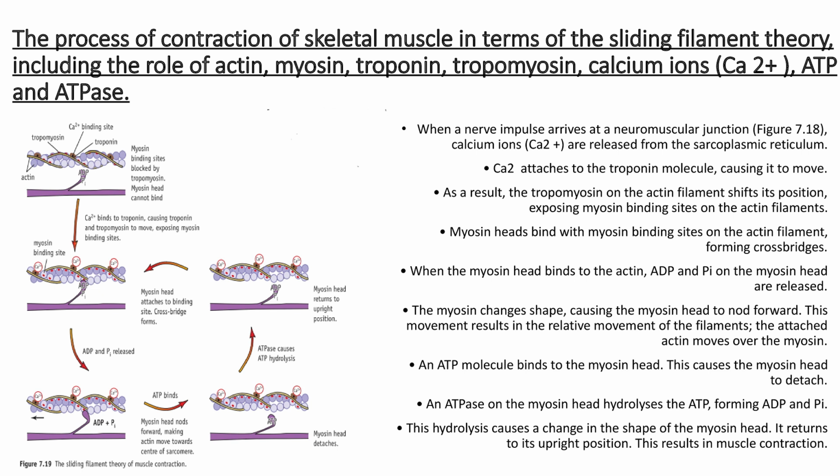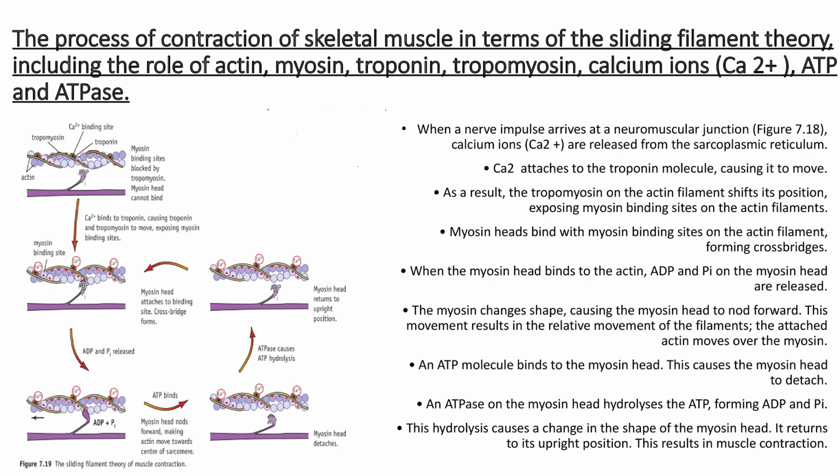The myosin heads then bind to the exposed myosin binding site on the actin filament, forming a cross bridge known as the actomyosin cross bridge. When the myosin head binds to the actin, ADP and Pi on the myosin head are released. Then the myosin changes shape, causing the myosin head to move forward. This movement results in the relative movement of the filaments. The attached actin moves over the myosin.